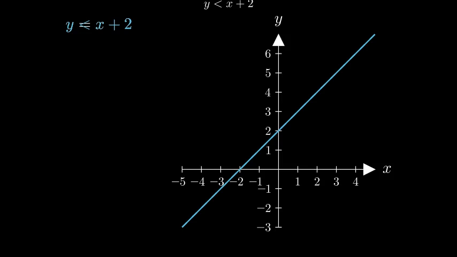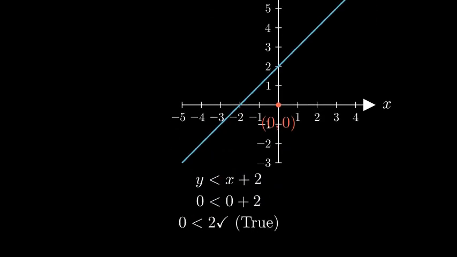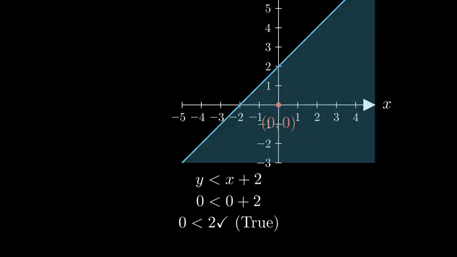Step 3. Now we need to determine which half plane to shade. We can use a test point not on the line, such as the origin (0, 0), and see if it satisfies our inequality. Let's substitute x equals 0 and y equals 0 into our inequality. y less than x plus 2 becomes 0 less than 0 plus 2, which simplifies to 0 less than 2. This is true. Since our test point satisfies the inequality, we shade the half plane containing this point, which is below our boundary line.